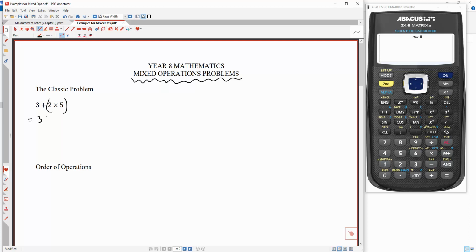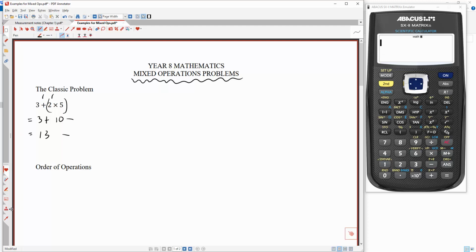So that's going to be 3 plus 2 times 5, which is 10. And 3 plus 10 is 13. And note the working out that we've got 2 operations in it. So we need 2 lines of working out.